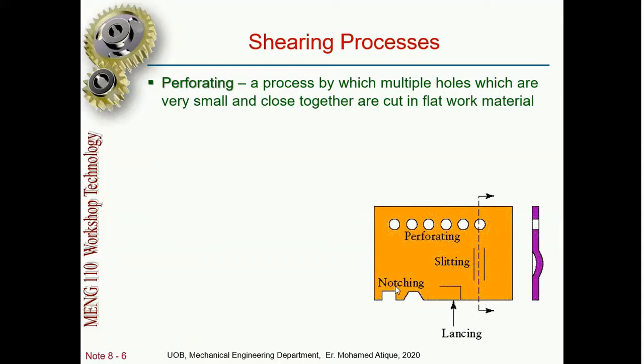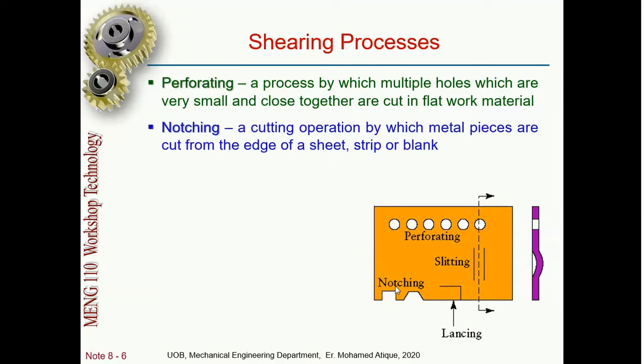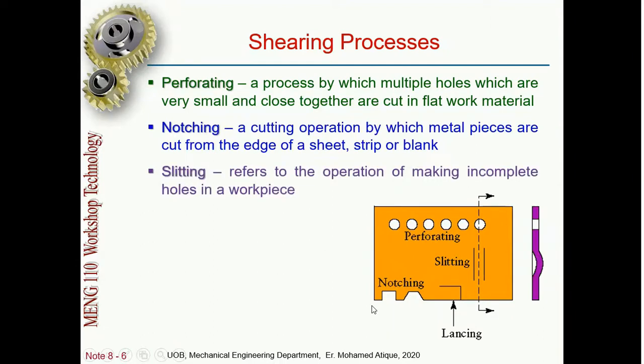Perforating: now if you want to make small holes, in one pass we want to make many holes very close together, that operation is perforating. If the holes are big, it will be punching, but if the holes are very small, it will be perforating. Notching, we have seen, is cutting from the edges. Whatever required shape we want, we will cut it from the edges. That is the notching operation.